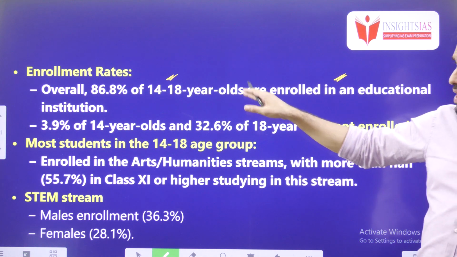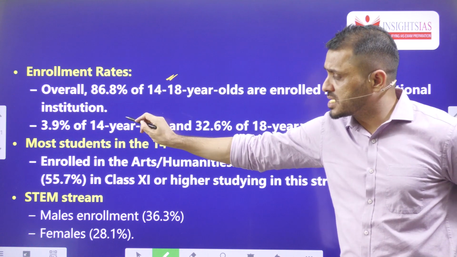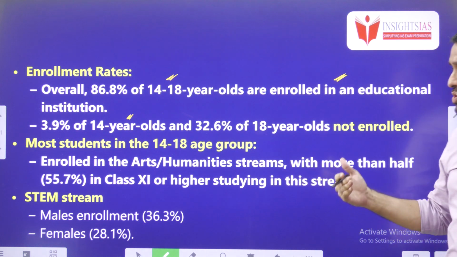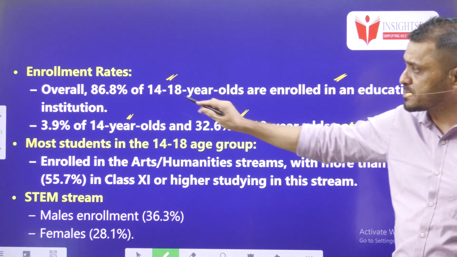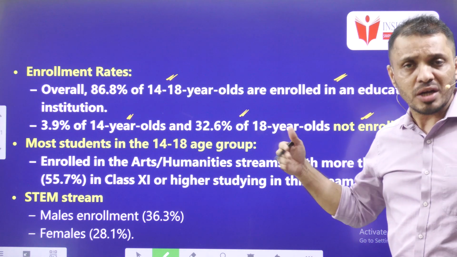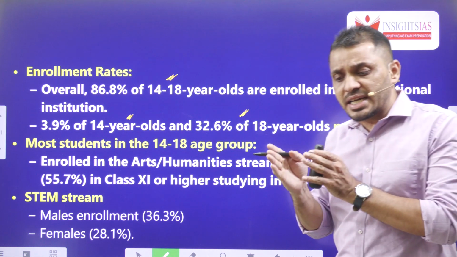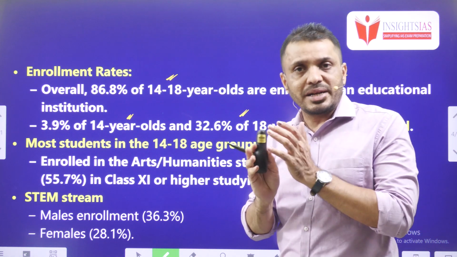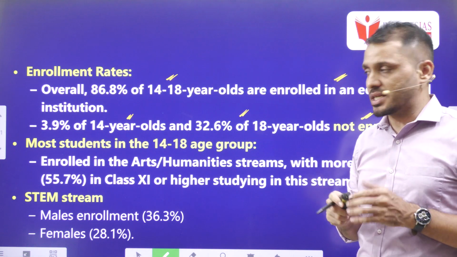And out of these enrolled students, at the age of 14, around 3.9% of students are dropping out of school. By the time they reach 18 years of age, around 32.6% of these children are getting dropped or are not enrolling. That means between 14 and 18, as we move from 14 years to 18 years, enrollment is decreasing and dropouts are increasing. That is where we have to concentrate.